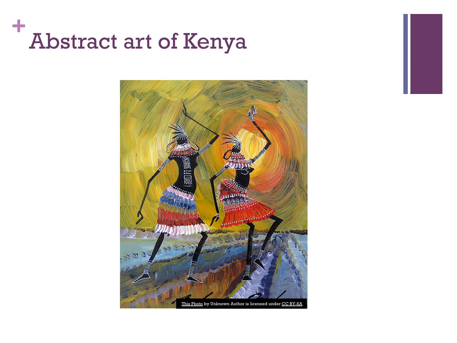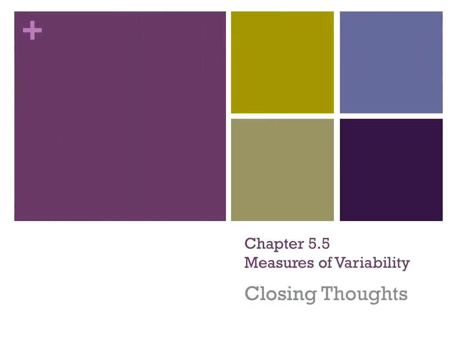Hello and welcome back. In this lesson, you'll see beautiful examples of abstract art from Kenya. This is Chapter 5.5, Measures of Variability, and we'll be looking at closing thoughts.